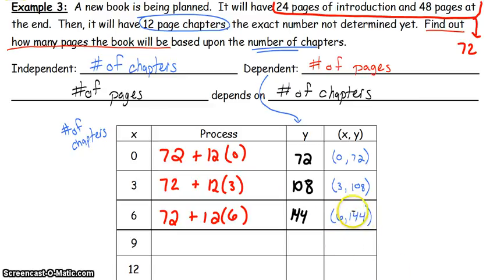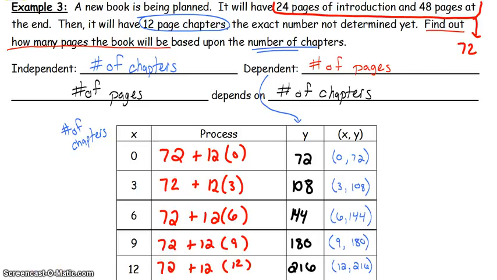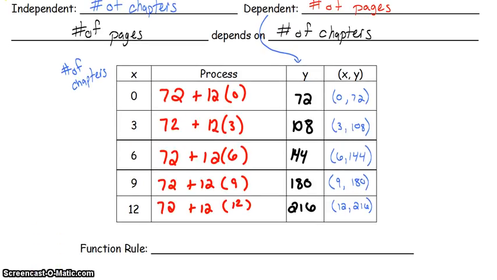Fast forward until the table is completely full, and we are ready to write our function rule. The thing that's staying consistent the entire process is those original 72 pages plus 12 times my variable, the thing that's changing here. It's always equal to whatever we had set for x. That equals y. Don't forget your equals y as part of your function rule.